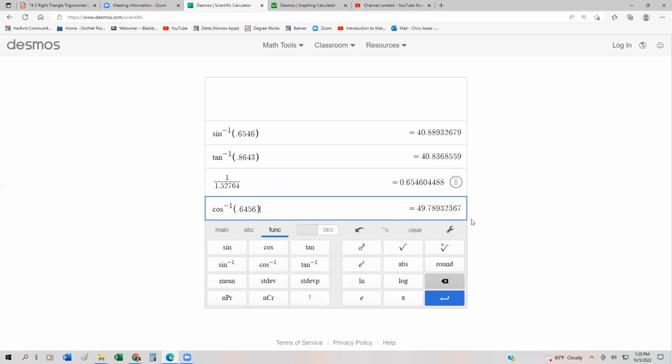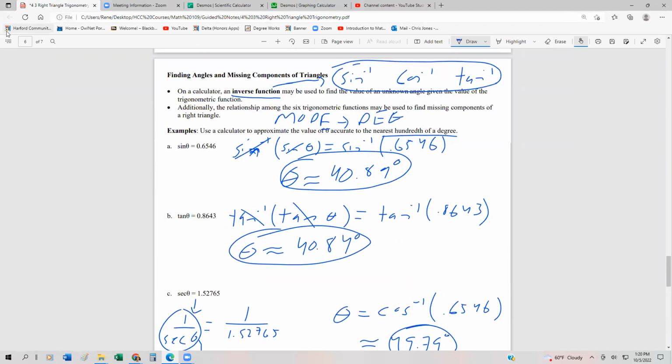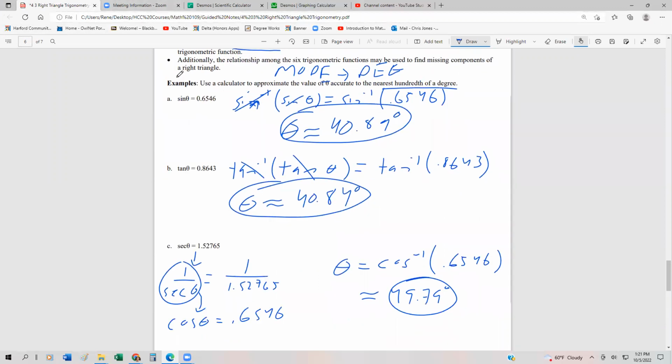That gives us 49.79, so this is going to be 49.79 degrees. Hopefully that's pretty easy: if we're given the value of the trig function, we can find the angle.